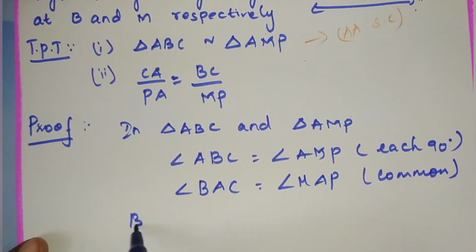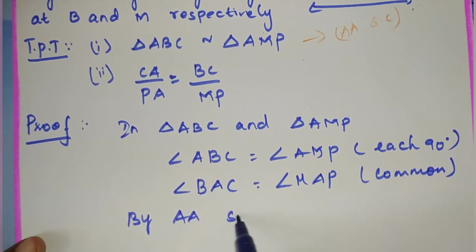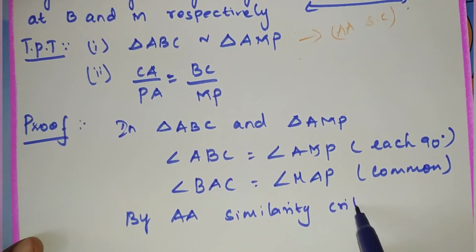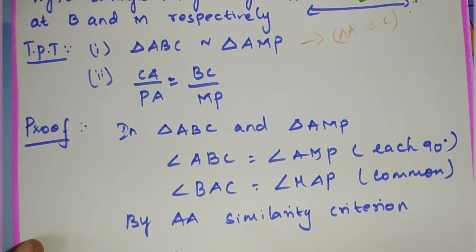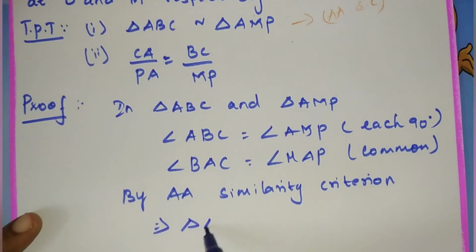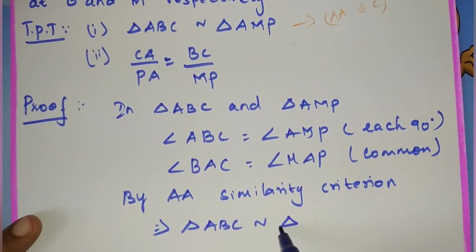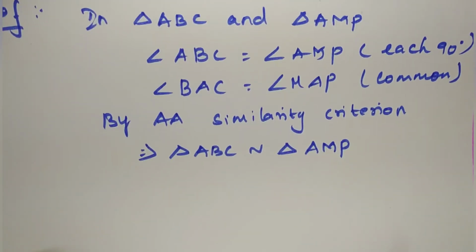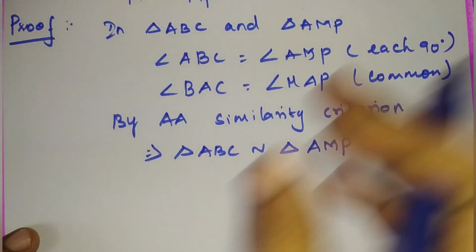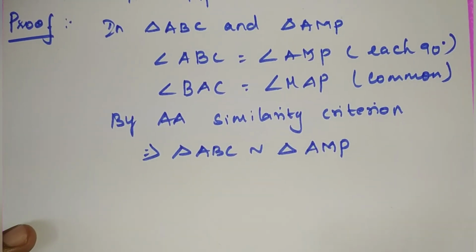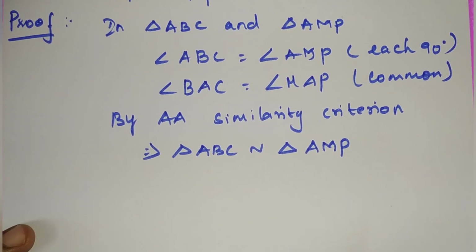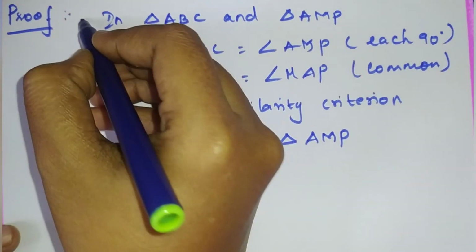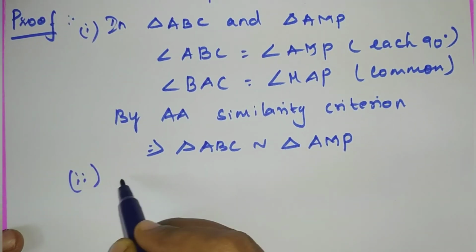So by AA similarity criterion, triangle ABC is similar to the triangle AMP. Since the two triangles are similar, I can tell that the corresponding sides will be proportional. This is the first proof and this is the second.